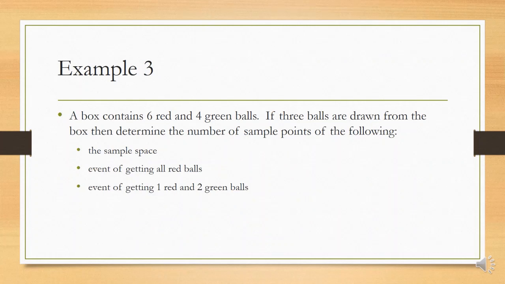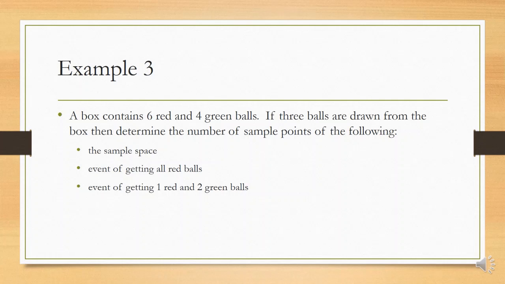Sometimes the listing method is not the best method to use for probability. If we look at this example on your slide, a box contains 6 red and 4 green balls. If 3 balls are drawn from the box, then determine the number of sample points of the following. If you go back to our discussion of part 1, the counting techniques that we discussed there are actually the techniques that we are going to use to solve probability.